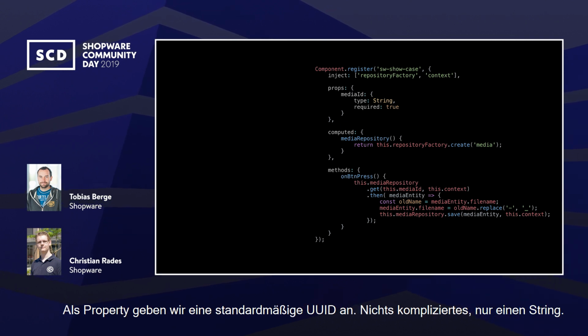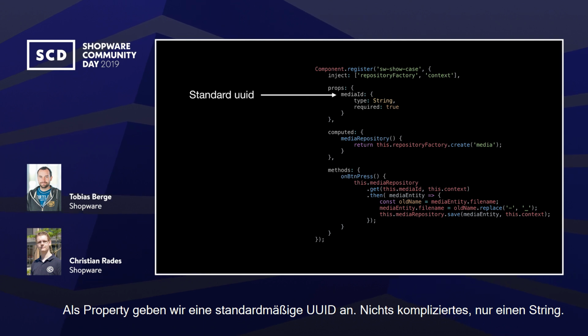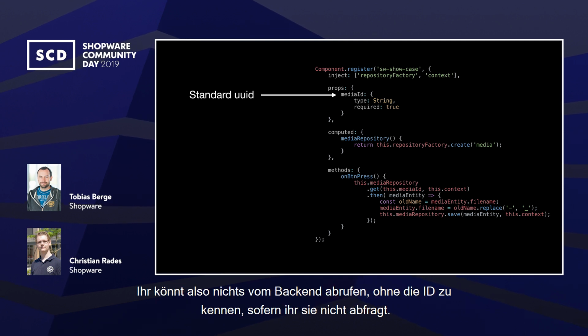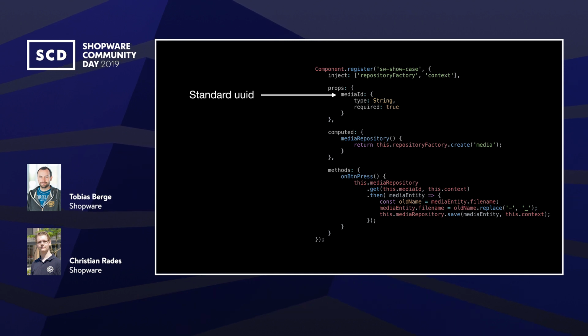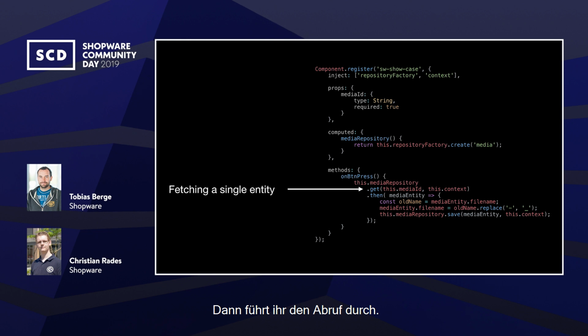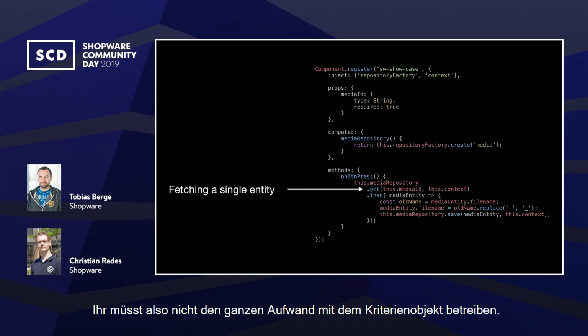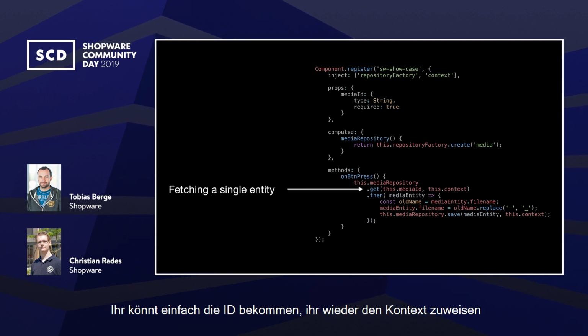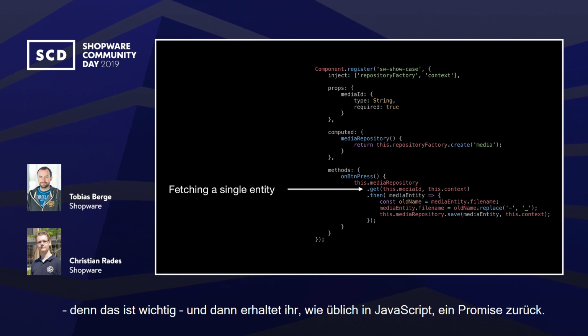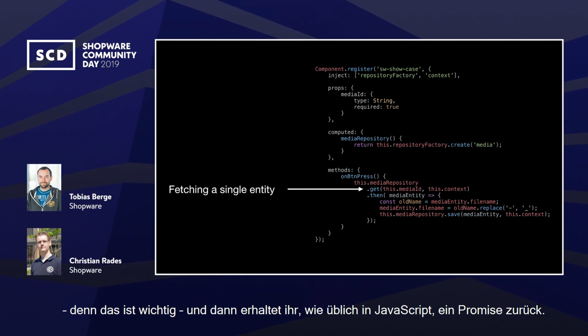Okay, here, as a property, we just pass a standard UUID. Nothing wild, just a string. You set it required, so obviously you can't fetch anything from the backend without knowing its ID unless you're querying it. And then you fetch it. This has already a shortcut. It's the get method, so you don't have to go through all that stuff with a criteria object. You can simply get the ID, give it the context again, because it's important, and then, as is normal in JavaScript, you get back a promise.